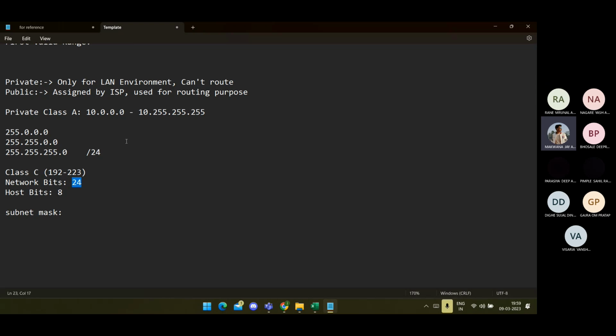If you have seen in class A, we have 8 network bits, so we can write that as slash 8. For B class, there are 16 bits, so we have written slash 16. Now in C class, we have 24 bits reserved, so we can write slash 24. Okay, so this is how we can write. Now we have 8 bits for host.